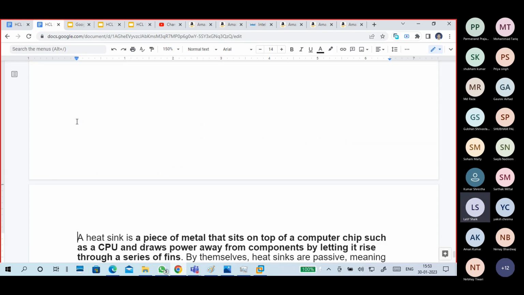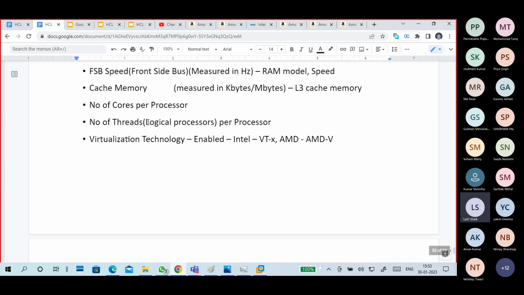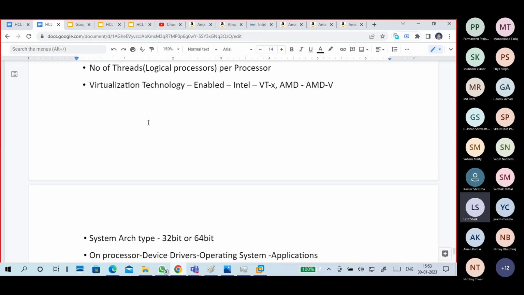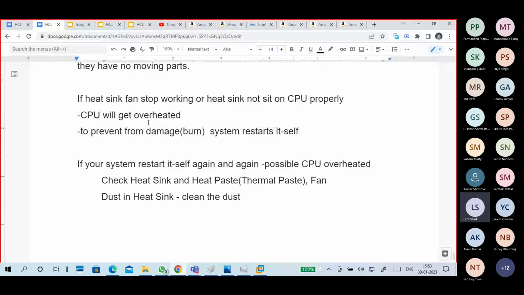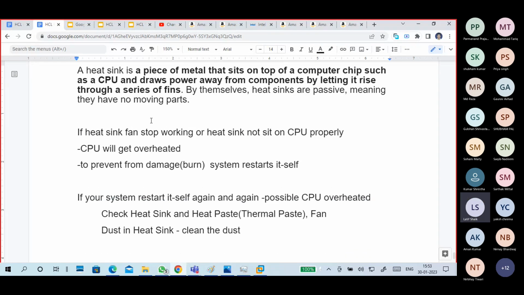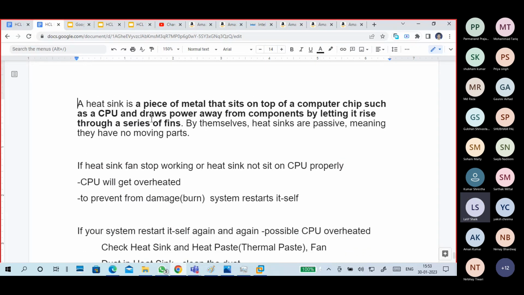About a heat sink. Okay, this is a small point. It is about an air heat sink, guys. It looks very big. A heat sink is a piece of metal that sits on your computer chip, such as a CPU, and draws heat away from the components by letting it rise through a series of fins or fans, something like this.